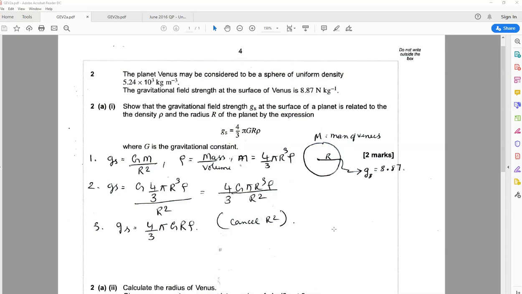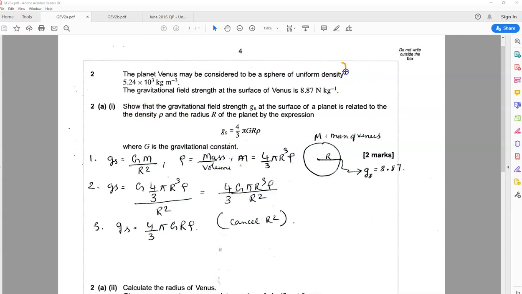In this question, you're going to learn how to use the density of the mass. Now I'm going to read the question first, and I'm also going to explain how to solve these type of questions step by step. Sometimes I'll also draw a diagram so that it's helpful for you to understand. The question says the planet Venus may be considered to be a sphere of uniform density. The gravitational field strength at the surface of Venus is 8.87 newton per kg.